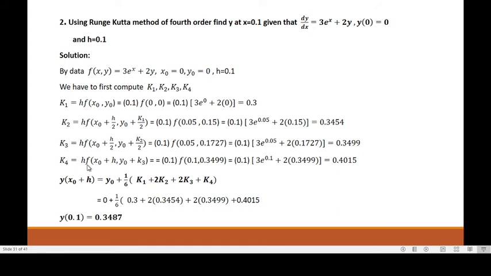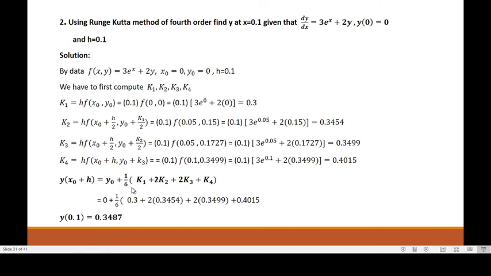Next, k4 is h into f of x0 plus h comma y0 plus k3, that is 0.1 into f of x0 plus h, that is 0 plus h is 0.1. So that is we are calculating y at x is equal to 0.1. So comma y0 plus k3 is 0 plus 0.3499, that is 0.3499. So substitute in the function, you will get 0.4015.